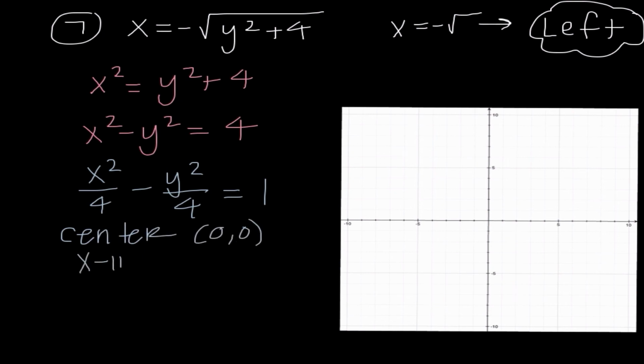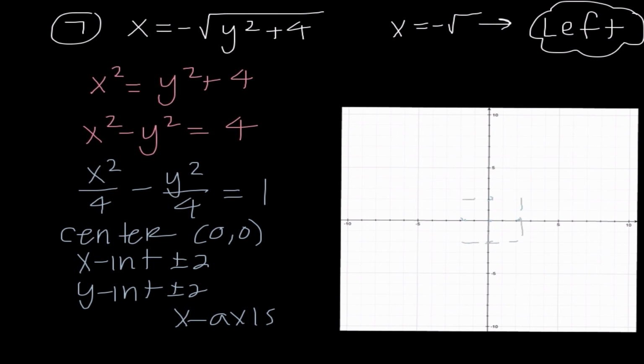So my center is going to be (0, 0). My x-intercept is plus or minus 2. My y-intercept is plus or minus 2. And since x is positive, we know we're graphing around the x-axis. So I'm starting at (0, 0), and I'm going out 2 in all directions.